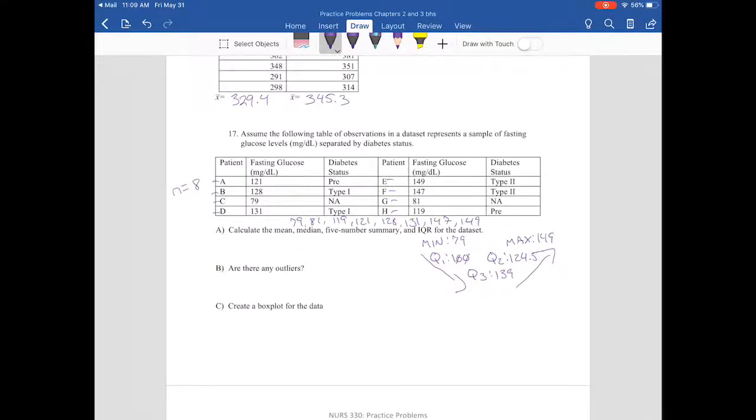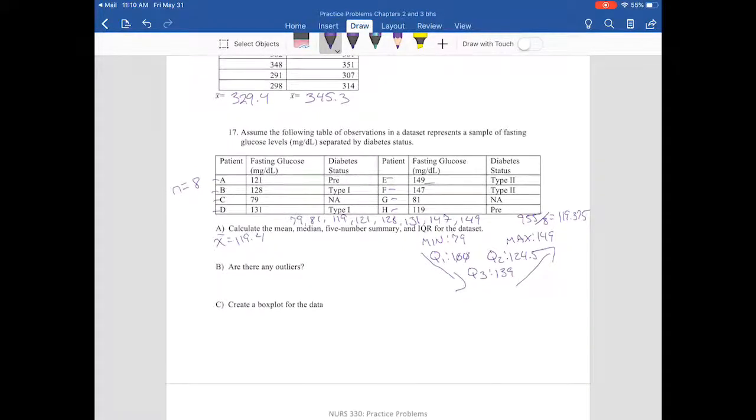If we add up all the values in the data set, you're going to get 955 divided by a total number of 8, and that's going to give us our average. So our x-bar equals 119 point, we can say 4, because remember we're given all whole numbers. We want to report one decimal past that value. 119.4.